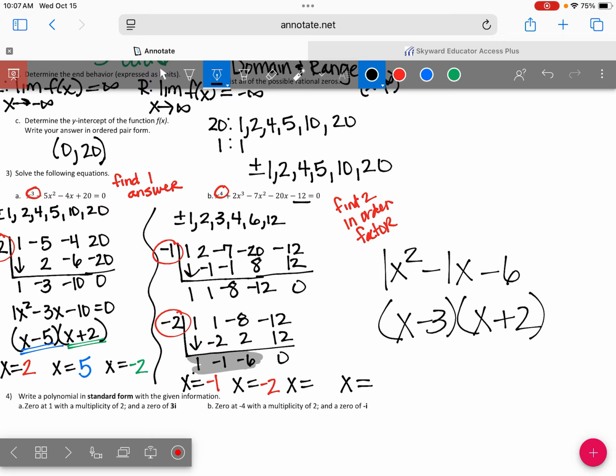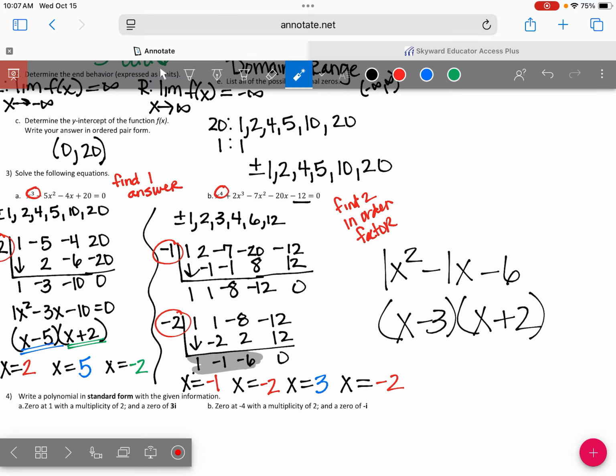When I set the x minus 3 equal to 0, I get x equals +3. And when I set the x plus 2 equal to 0, I get -2. So notice that -2 is a double root. You really don't need to list that twice. I'm not going to mark off if you do, but there's only 3 solutions, and one of them is a double.